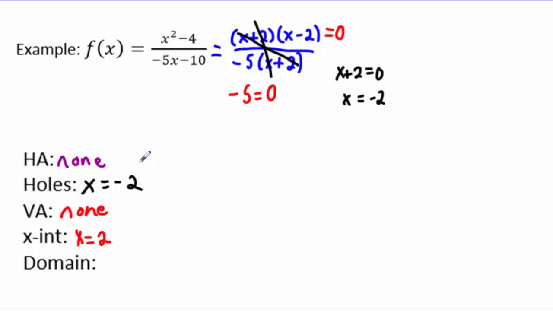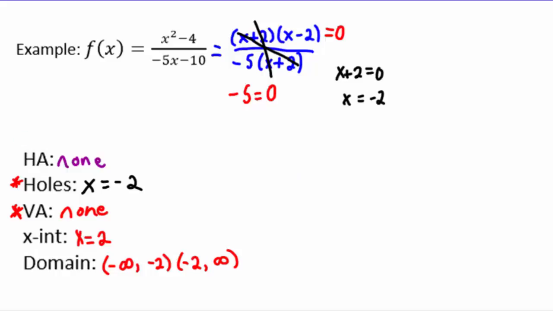Our domain is going to come from all the things on the bottom, so it comes from our holes and our vertical asymptotes. All I have is negative 2 for that. So I'm going to go negative infinity, comma, negative 2, and then negative 2, comma, infinity. And that's all of my pieces on this one.